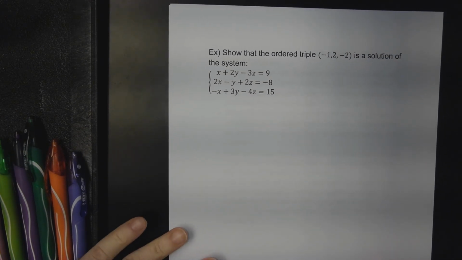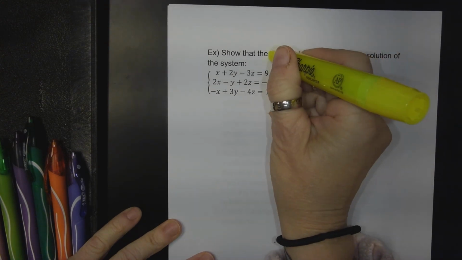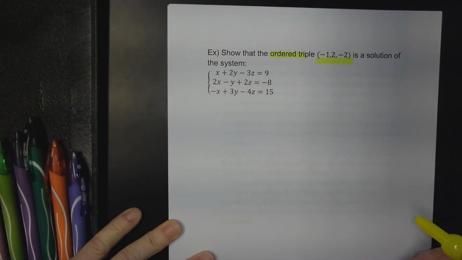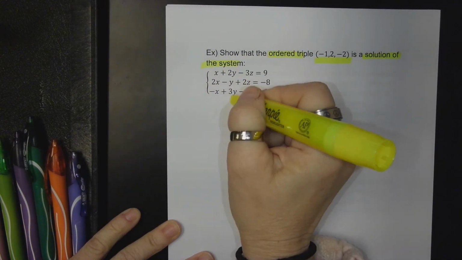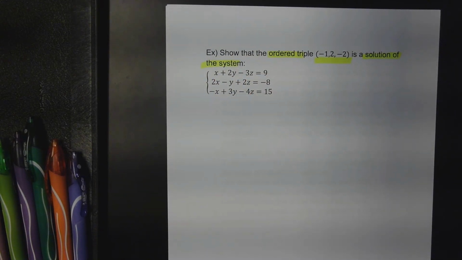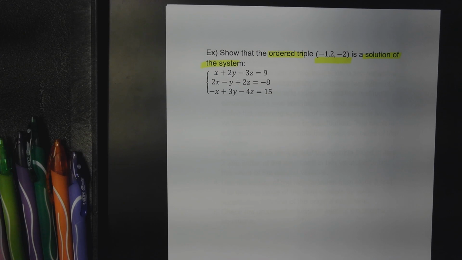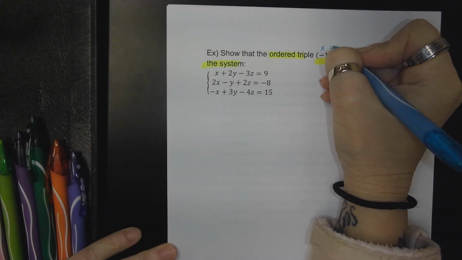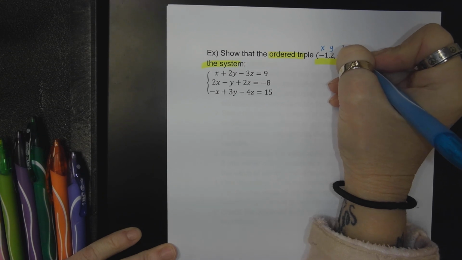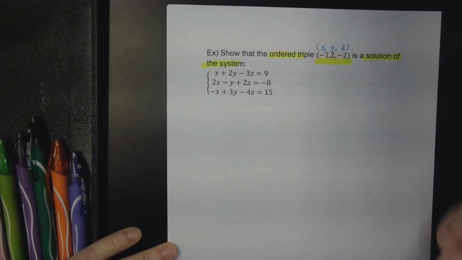So the first thing we're going to do is show that the ordered triple -1, 2, -2 is a solution to this system. Okay. So -1 is our x, 2 is our y, and -2 is our z. So this is our ordered triple. Okay.